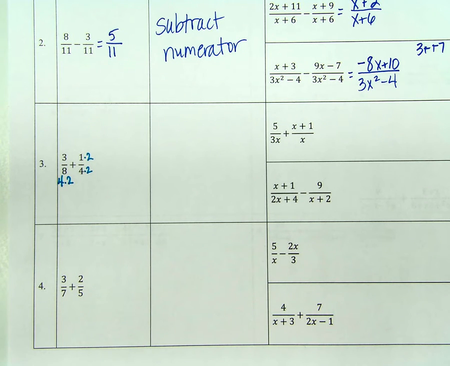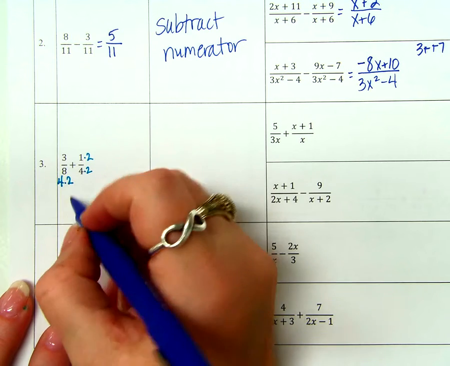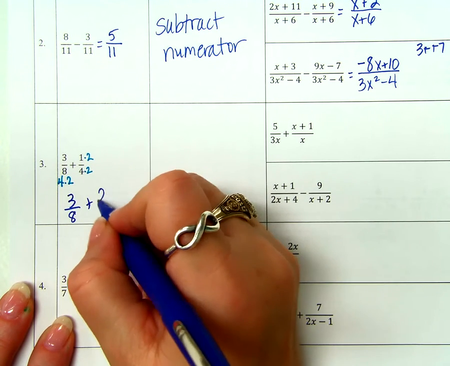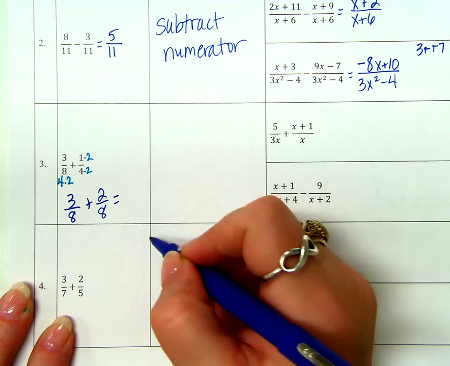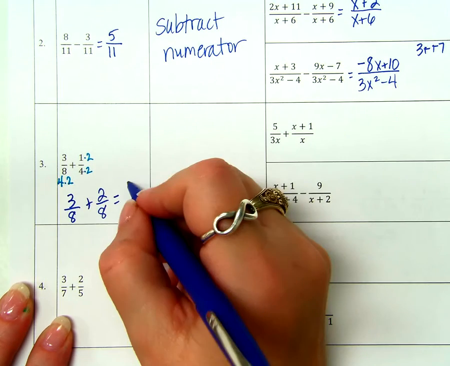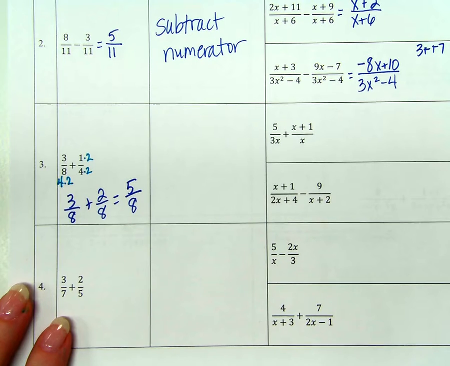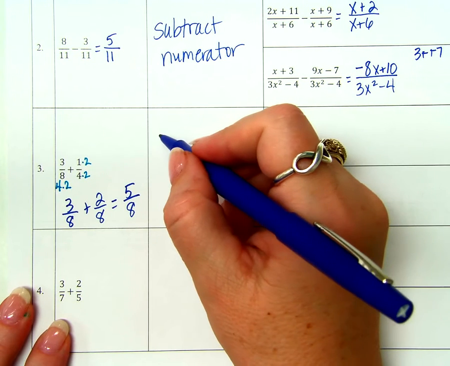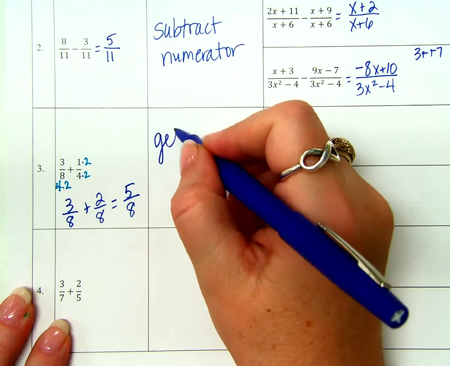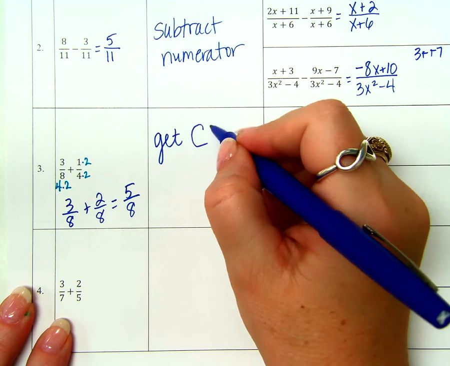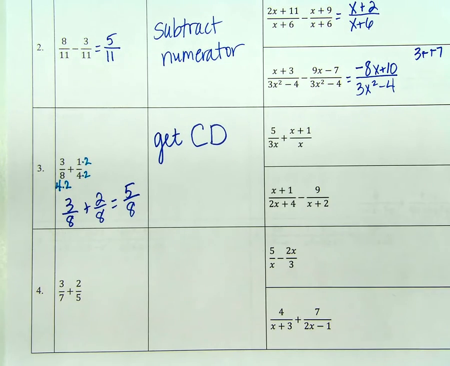You okay with that? So what I end up with is 3 over 8 plus 2 over 8. And then we just follow our rules from up here, right? Add the numerator, keep the denominator. Here, I'll let you use one abbreviation. How about that? What does that mean? Very, very good. Get a common denominator.